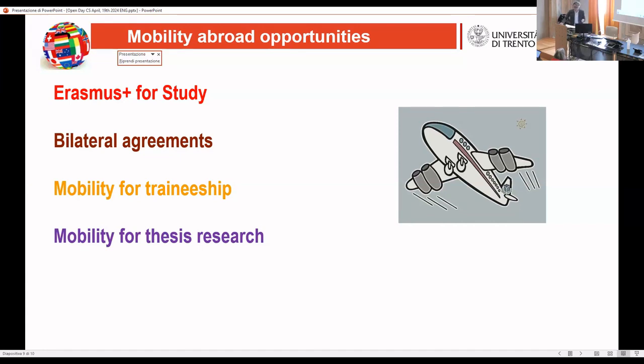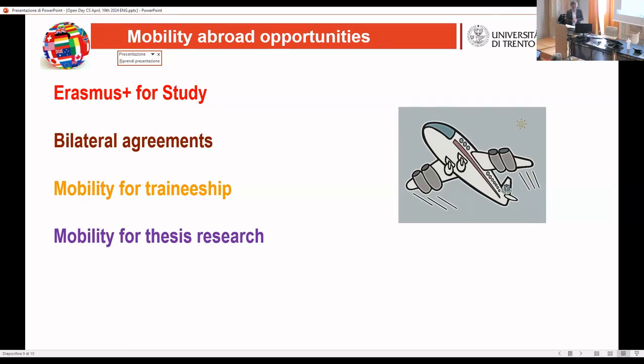As mentioned, the Erasmus Plus for Study program allows you to go abroad to one of the European university partners to take courses or do research or an internship. The bilateral agreements program is a very important program, allowing students to go abroad to non-European countries, so to the United States, South America, Canada, Asia, and Australia, attending courses at one of our university partners.